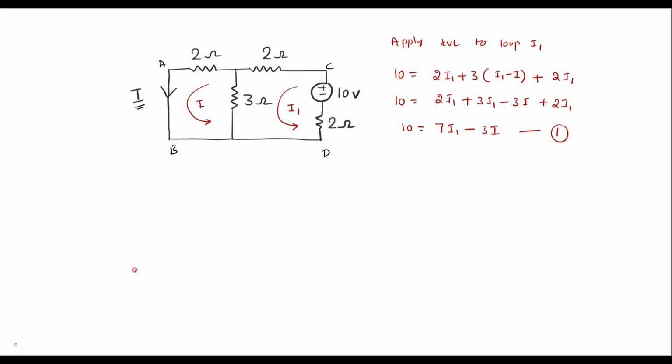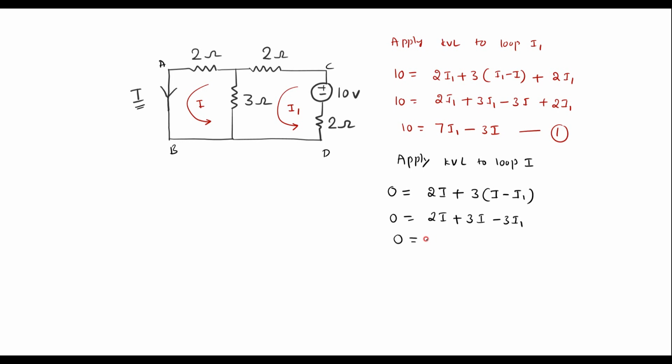So now similarly apply KVL to loop I. Here there is no voltage source. I can write 0 is equal to the voltage across the 2 ohm, which is 2I, plus the voltage across the 3 ohm, which is 3 into I minus I1, or 0 is equal to 2I plus 3I minus 3I1, or 0 is equal to minus 3I1 plus 5I. Call it equation 2.